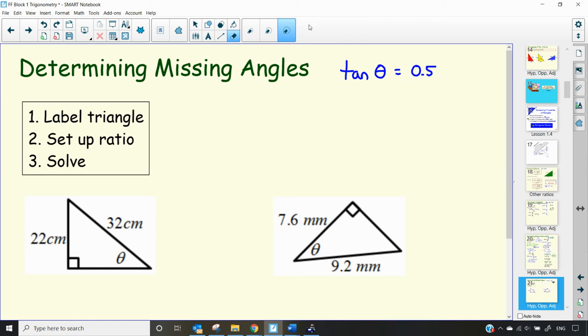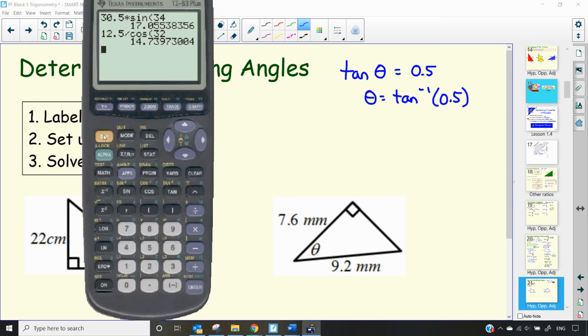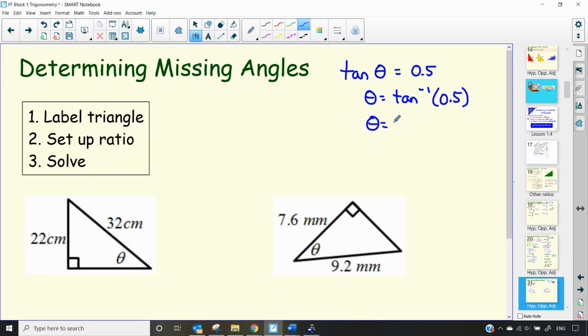So if I have tan theta equals 0.5, to get the theta, I have to do the inverse. So theta is tan -1 of 0.5. On my calculator, I'm going to go second function tan and type in 0.5. And I get 27 degrees. Okay, so the theta here would be 27 degrees.